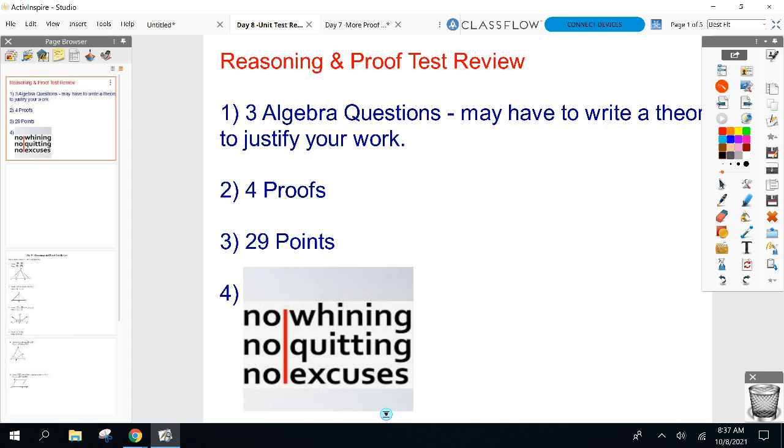Is there anything I can answer for you guys about this test? We're all good? And again, this is a unit where I don't have any extra practice to email or post on Classroom. I've given you everything. There's only 4 other proofs I could give you. And guess what? They're part of the test. I've given you all the resources I have as far as this proofs test goes.